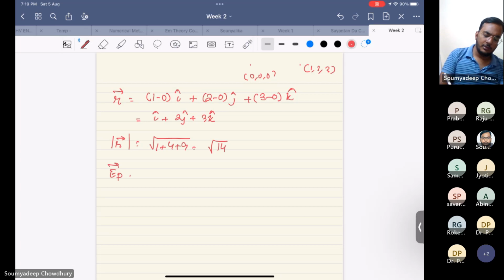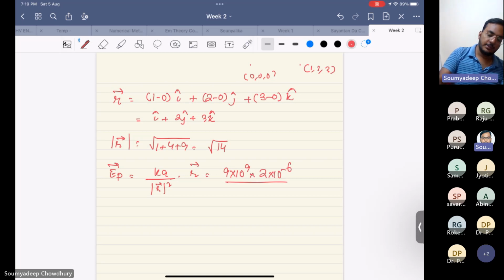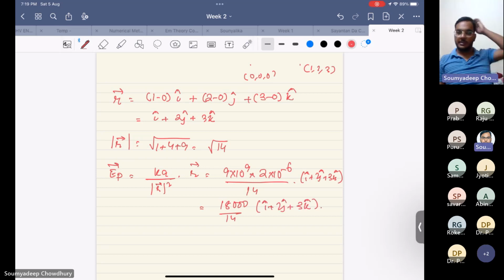So what will be E at P? It was KQ by magnitude of R square into R vector, right? So K, I am keeping it as it is. So K is 1 by 4 pi epsilon, how much? It is 9 into 10 power 9 into 2 into 10 power minus 6 by square root of 14 whole square, means 14, into i cap plus 2 j cap plus 3 k cap. So it is basically 18,000 by 14 into i cap plus 2 j cap plus 3 k cap. So I can simplify it. Is it clear?